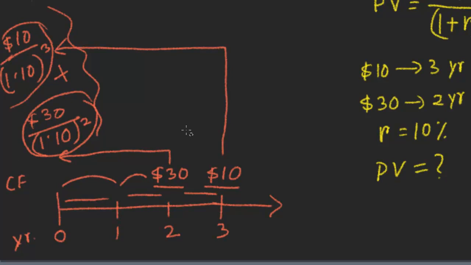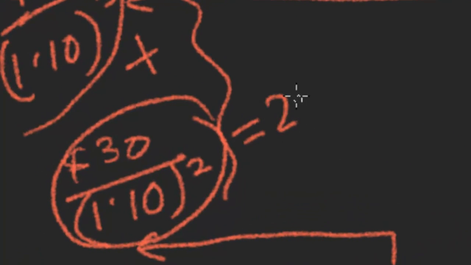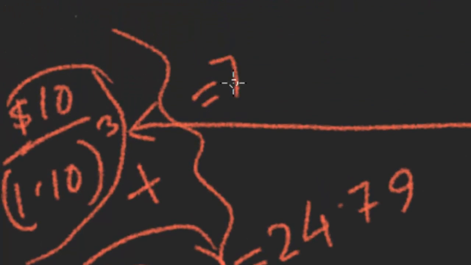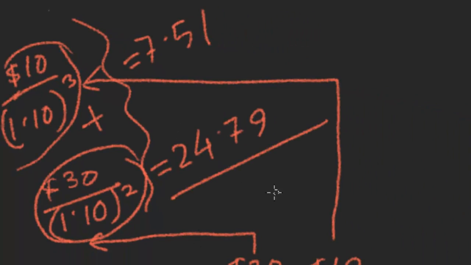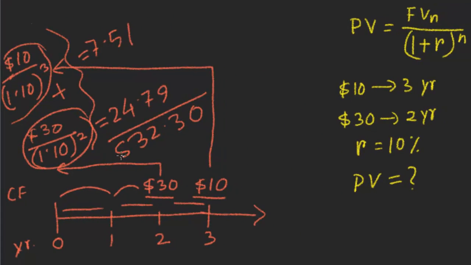Let us find how much the total present value will be. So it will be 24.79. Let us round it to 2 decimal points. If we add these two, then we find $32.30. So this is the present value of the whole set of cash flows.